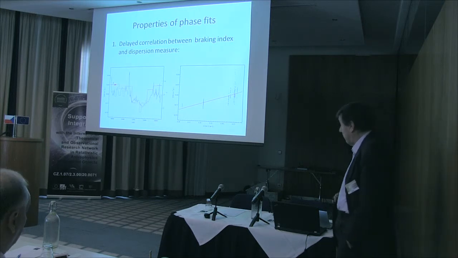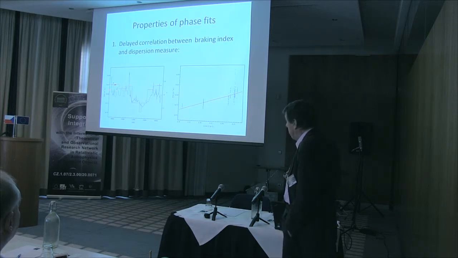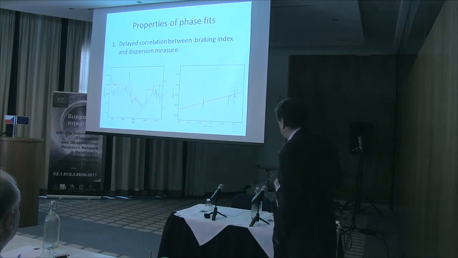So I tried. Here I plotted the braking index as a function of time, but displaced by 1150 days, and the dispersion measure as given by Jodrell Bank. And you can see there's a pretty good correlation. And here is the same thing. This is the braking index.